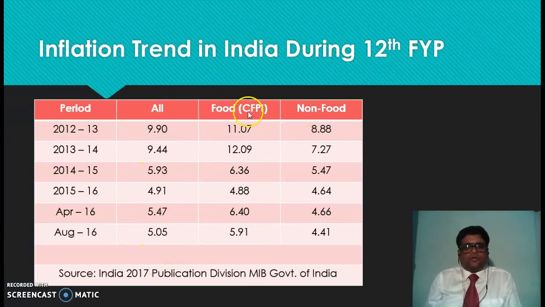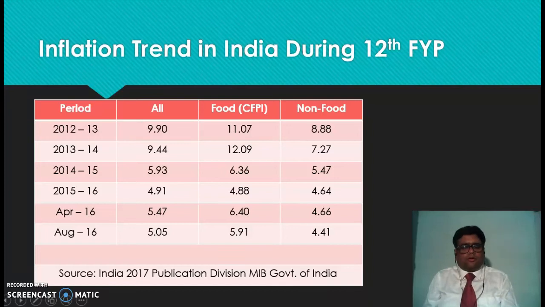This overall inflation is the consolidation of these two inflations. One is food inflation, that is known as CFPI, that is Consumer Food Price Index, and the non-food price index. The overall inflation is what we are more concerned about in this column, because we are not only spending on food, we are also spending on non-food items. For example, our telephone charges and our internet expenditure also affect the inflation rate.